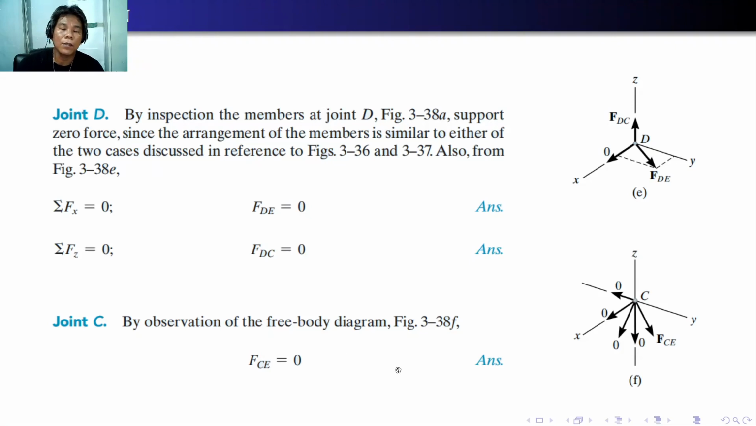Okay, so that's all for the analysis of trusses using the method of sections and the analysis of space trusses. Thank you.